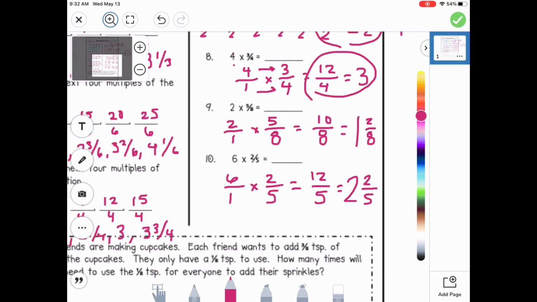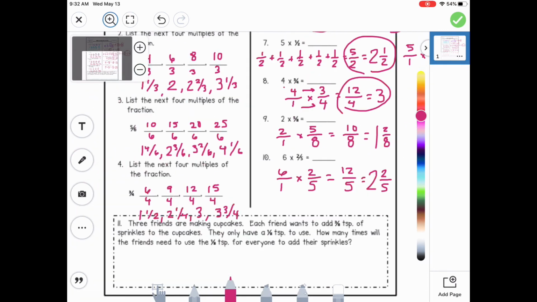And the very last problem on the bottom says 3 friends are making cupcakes. Each friend wants to add 3/8 of a teaspoon of sprinkles to the cupcakes. They only have 1/8 of a teaspoon to use. How many times will the friends need to use the 1/8 teaspoon for everyone to add their sprinkles?